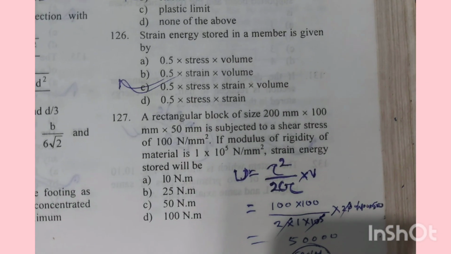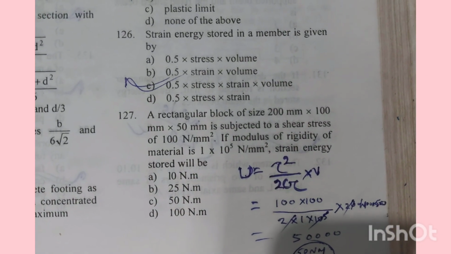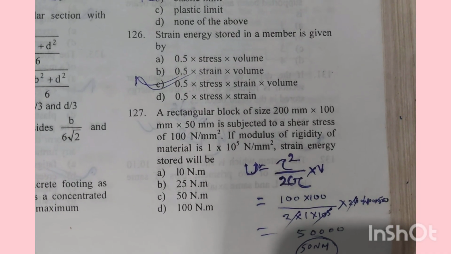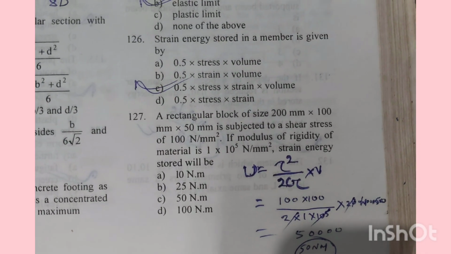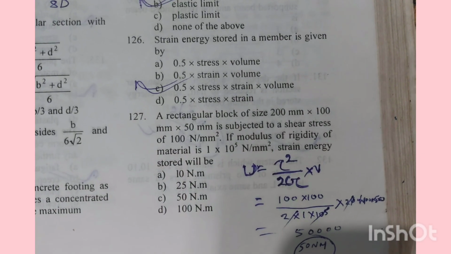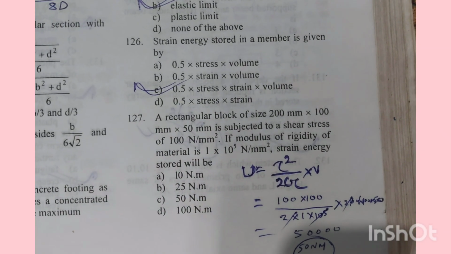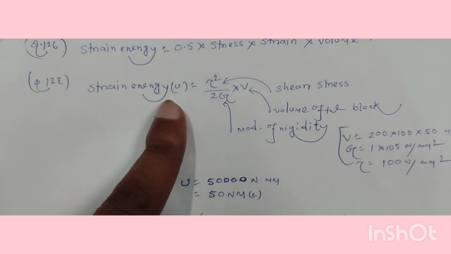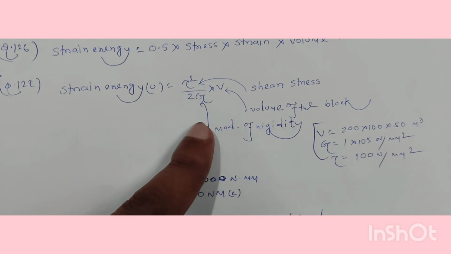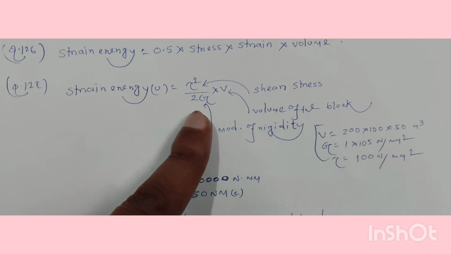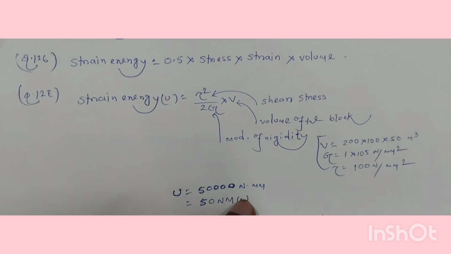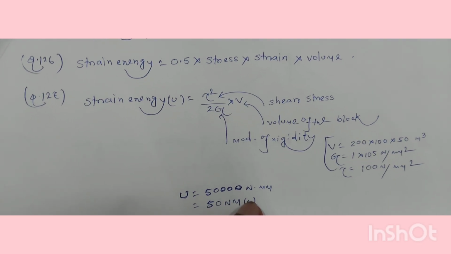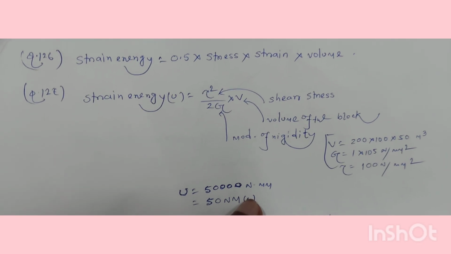Question number 1 to 7. A rectangular block of size 200 mm into 100 mm into 50 mm is subjected to a shear stress of 100 Newton per millimeter square. If the modulus of rigidity of material is 1 into 10 to the power 5 Newton per millimeter square, the strain energy stored will be. We know the formula for strain energy U is equal to tau square by 2G into V. Tau is the shear stress, G is the modulus of rigidity of the material and V is the volume of the block.